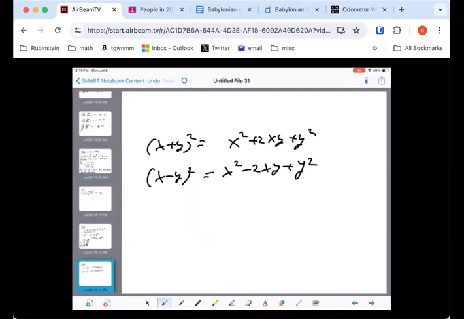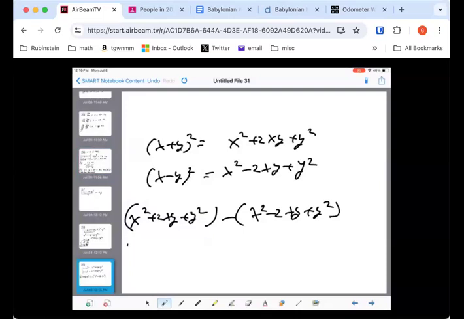Okay, so now, if you subtract these two things, and you're careful about your removing of the parentheses, plus 2xy plus y squared, you end up with 4xy, which of course, if you divide by 4, you get xy.